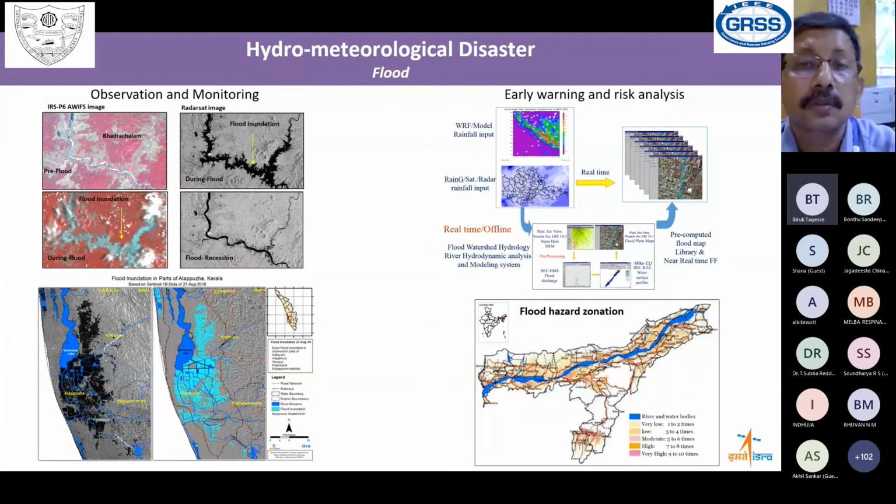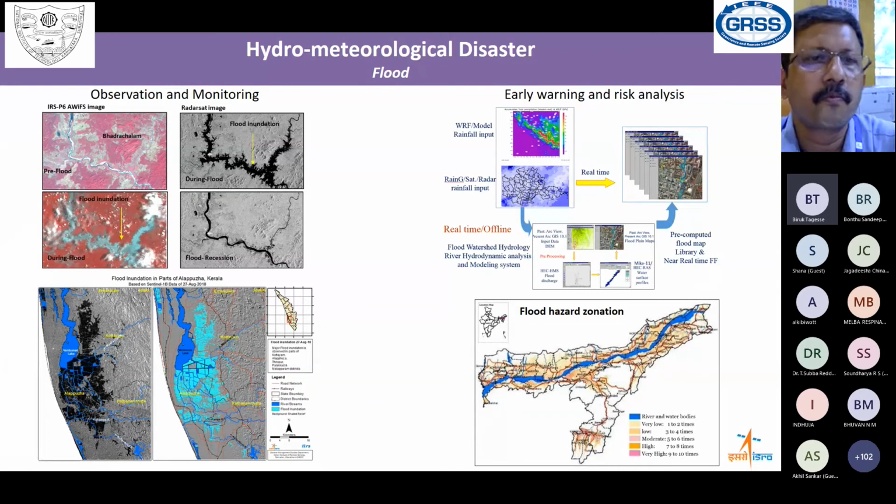Then we have flood monitoring, and flood monitoring is done basically using microwave data. Because as we all know, in the Indian region the floods are generally during monsoon, and when there is a flood, the sky is covered by clouds. Microwave data has the capability to penetrate through the clouds because of the larger wavelength and provide information on the inundated area, because of the variations of the dielectric property of the flood.